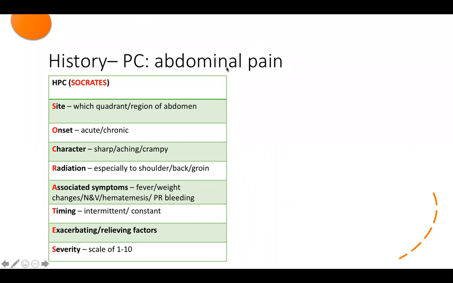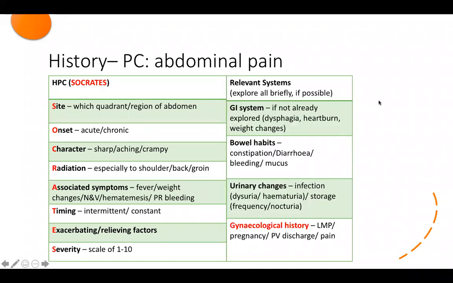So it's always good to explore all the systems, but sometimes you may not have the time. So like you guys have correctly pointed out, you're going to the GI system if you haven't already explored it, but the bowel habits, so is there any constipation, any diarrhea, any bleeding, mucus, urinary changes? So this could be any infective changes, so any painful urination, blood, or storage symptoms, so any frequency or nighttime symptoms, and gynecological history. That's quite important. So the last menstrual period, could they be pregnant? Is there any discharge or pain?